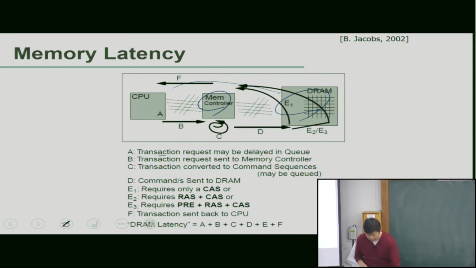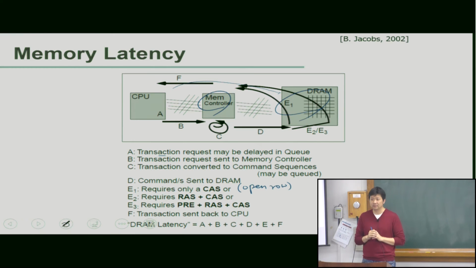Okay? So in case the row is already open, this is called an open row. If the row you try to access is already open, then you only need one CAS command to read out the data, right?